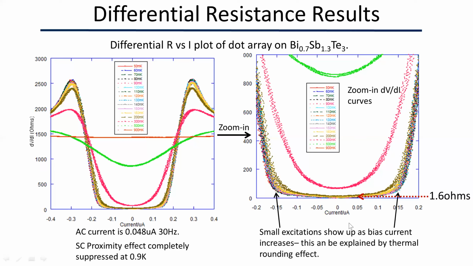So I want to say the proximity effect inside the bismuth antimony telluride expands through the entire array, and the entire array is superconducting, but because of the thermal noise, we do not have a very nice flat differential resistance, a zero resistance.